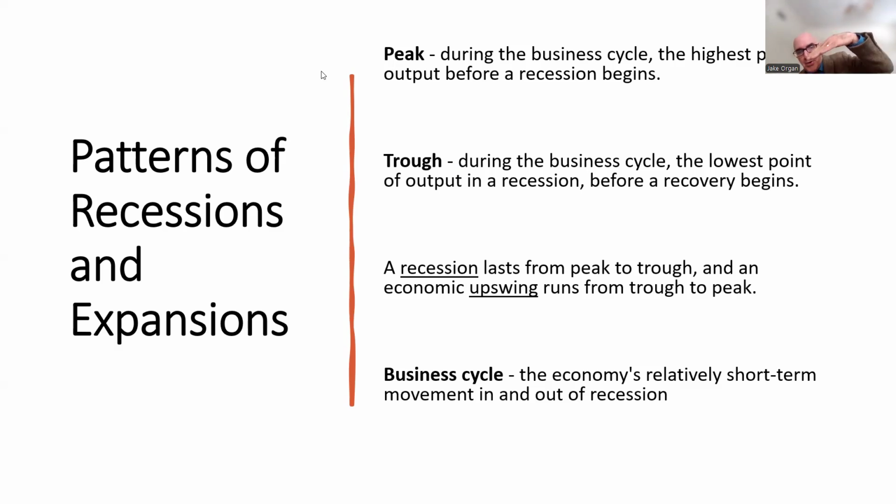A recession pushes you towards a trough, and then that will eventually move upwards towards an expansion or a boom. So a recession lasts from peak to trough, and an economic upswing runs from trough to peak. So from the peak down to the trough is the recession, but the upswing or the expansion or the boom is what goes from the trough, the bottom, to the peak. And the business cycle is this relatively short-term movement in and out of recession.